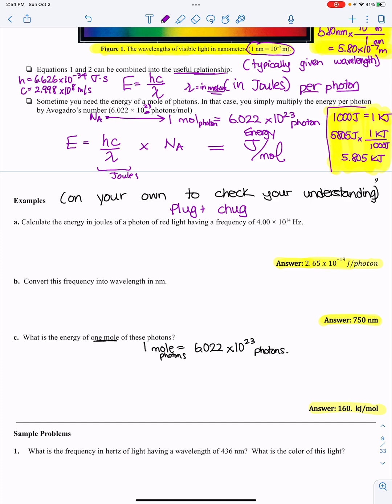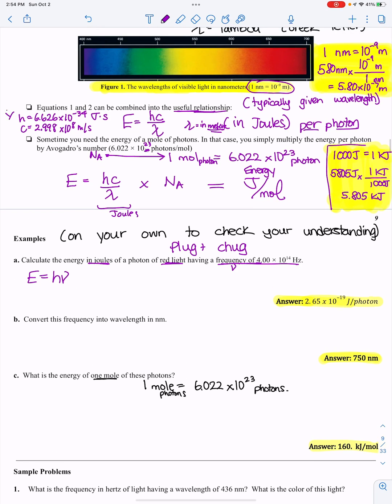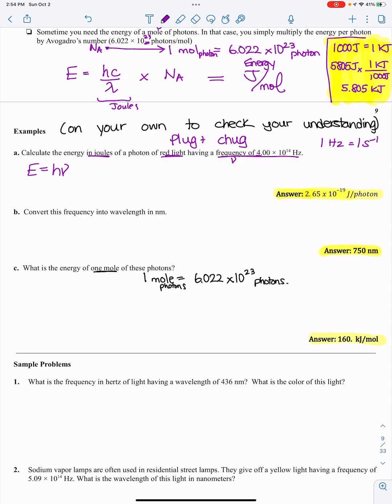Example A says, calculate the energy in joules of a photon of red light having a frequency of 4 times 10 to the 14th hertz. Okay, well, I want energy. I was given frequency, which is nu. Well, I know the equation I have to use is E equals h nu. h is a constant. That's right up here. Nu is right here. Don't forget that 1 hertz is equal to 1 per second. So I'm good to go here. See if you could calculate it and get the answer here. So the problem that students typically have is plugging and chugging and getting the right number.